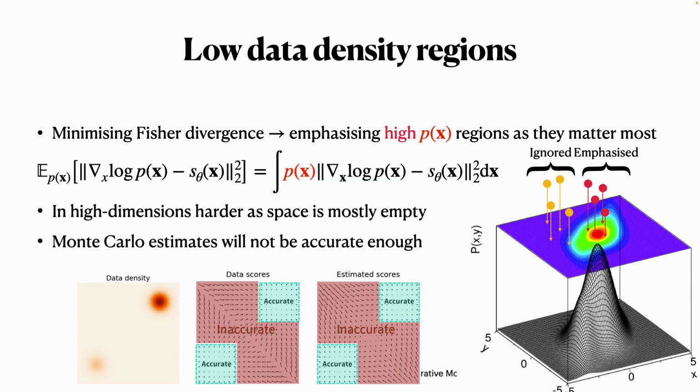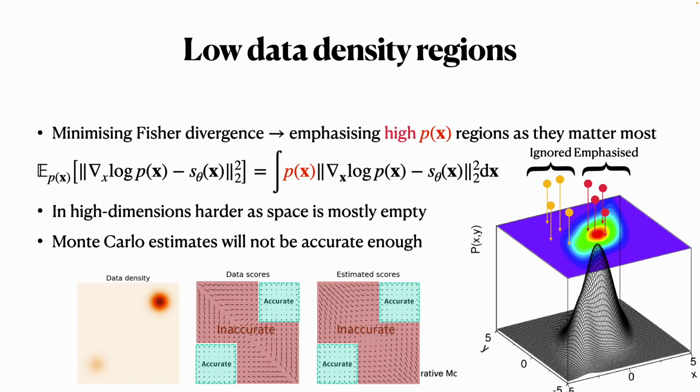You can see that it is very accurate. The score estimation is very accurate on those locations where P of x is high, but inaccurate in all other locations where my likelihood is very low. Because you have to think about that optimization, right? If you were asking the model to optimize this, the model prefers to focus on these regions because in the end, this is what matters for this integral to go down.